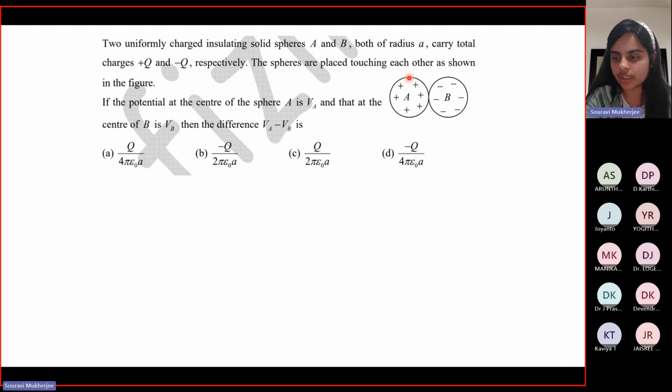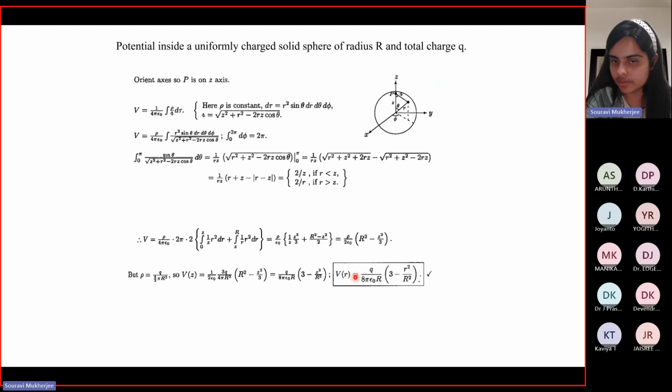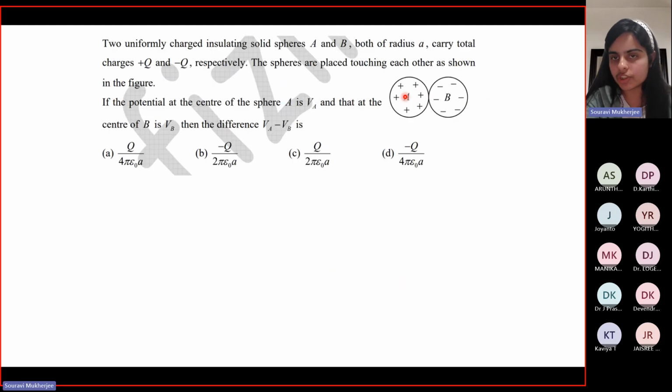We just derived the expression, right? It's 3Q by 8 pi epsilon naught R. This is what we got. And what is the potential at the same point due to the other sphere? Now you have a minus Q charge, located at a distance 2a from this point. The point is outside that sphere, at a distance 2a, and the total charge on this sphere is minus Q, right? So now you can use Gauss's law.